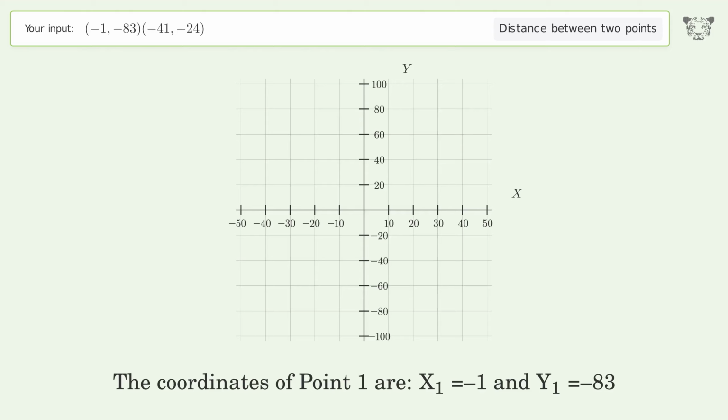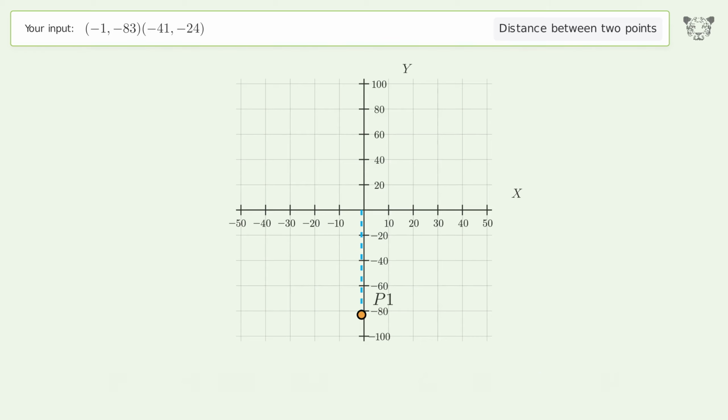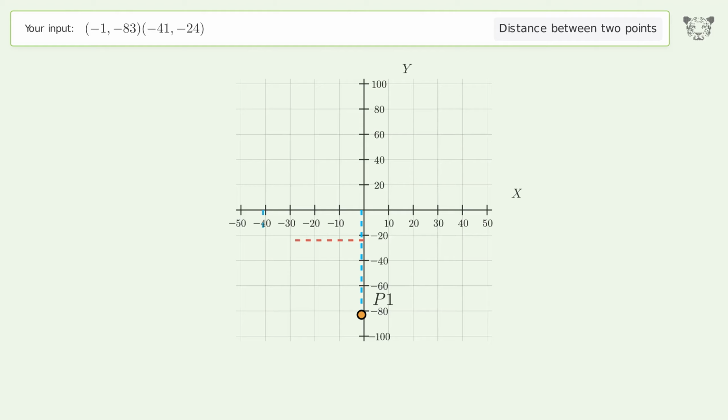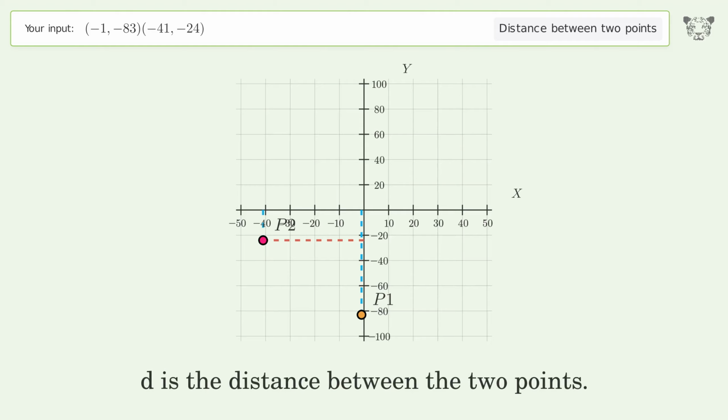The coordinates of point 1 are x1 equals -1 and y1 equals -83. The coordinates of point 2 are x2 equals -41 and y2 equals -24. D is the distance between the 2 points.